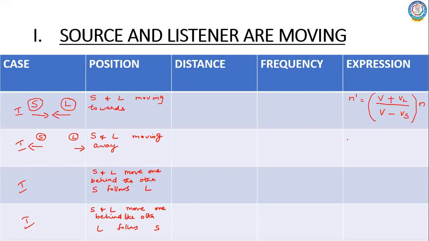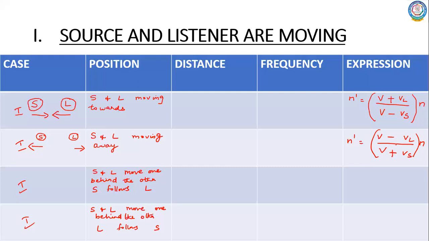Now let me write the equation again. N dash equal to (V plus or minus VL) divided by (V plus or minus Vs) into N. Now I need to substitute whether it is positive or negative. Look at the listener again. He is moving away from the source. Look at the arrow here. Once again it is moving from left to right. Left to right is taken as negative. So I will have negative sign here. Now look at the source, it is moving from right to left. Right to left is positive. So I will have positive sign here.